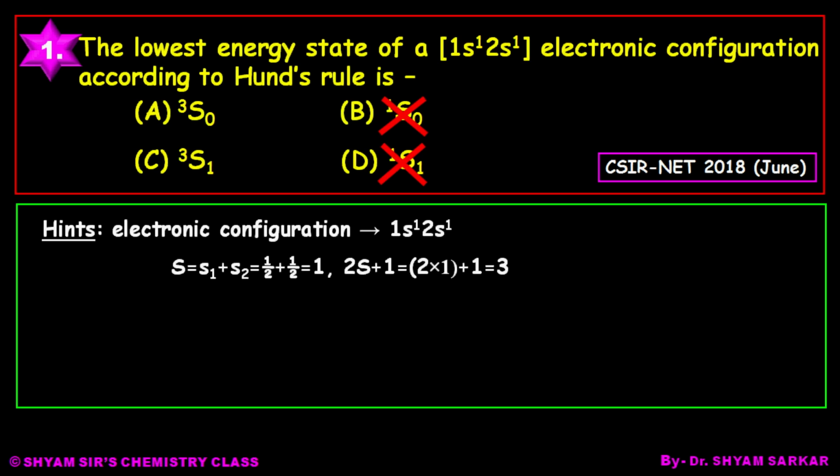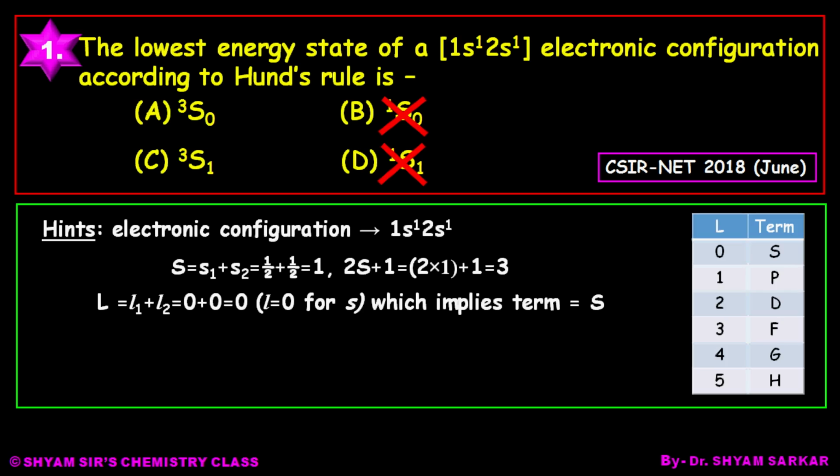So now you have to calculate the L value. L equals L1 plus L2, that means 0 plus 0, because for an s orbital L equals 0, which implies the term S. You can see this chart: for different L values there are different terms. So for L equal to 0, the term will be S. So 3S will be the state term.